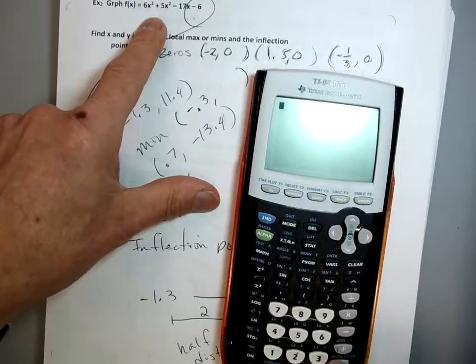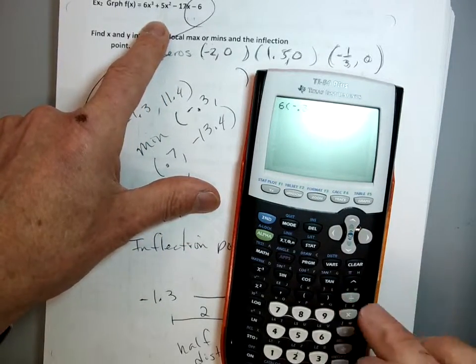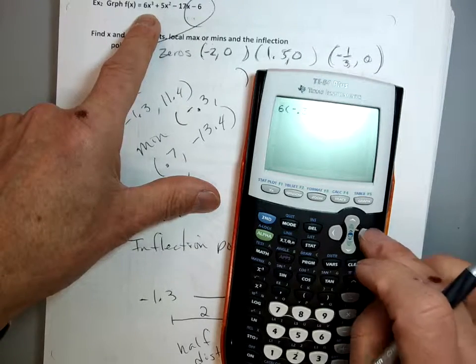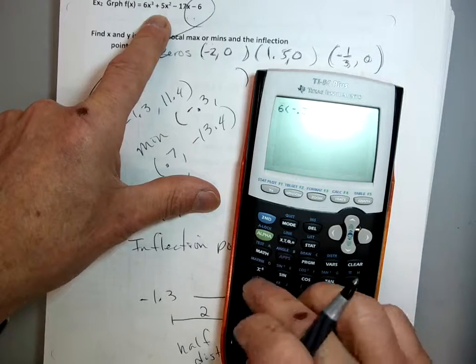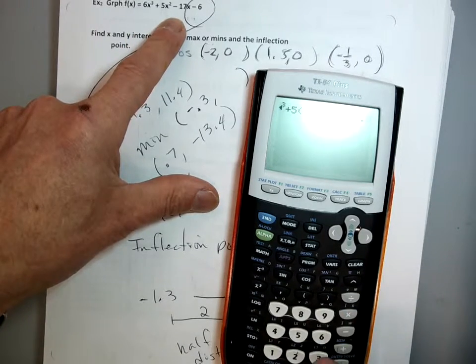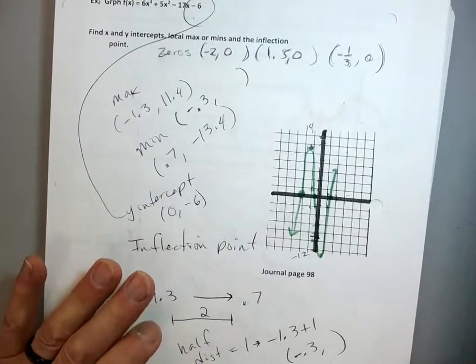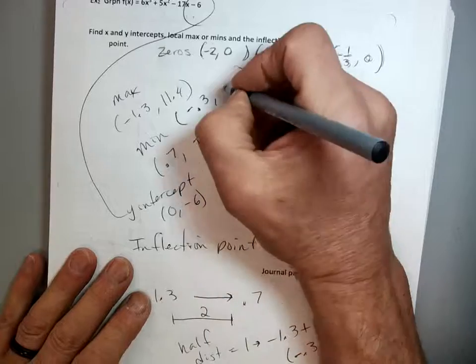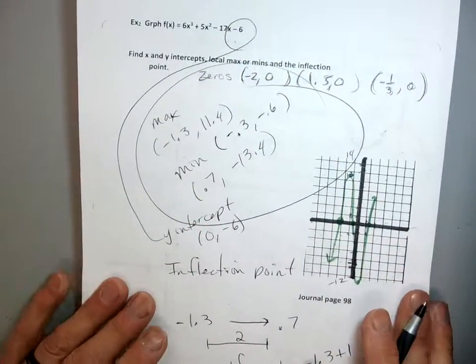I'm going to go 6 times my -0.3 to the 3rd power plus 5 times negative 0.3 to the second power minus 17 times negative 0.3 minus 6, and I get an answer about negative 0.612, or about negative 0.6, okay? How's that?